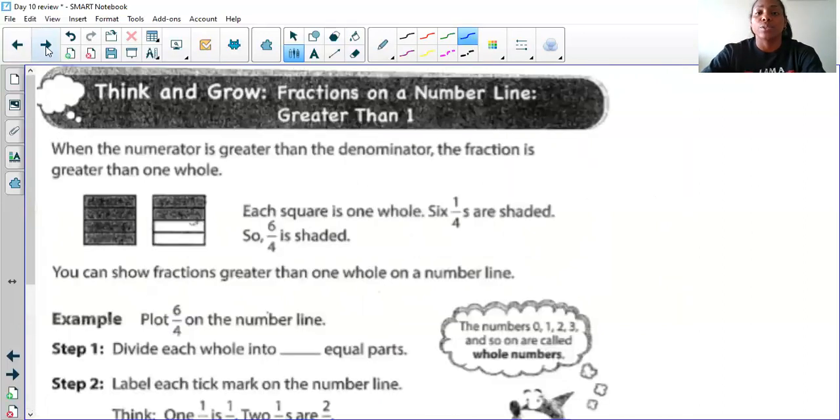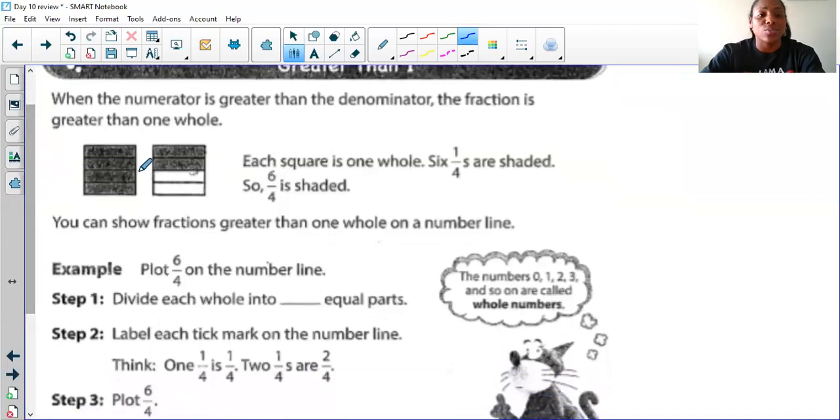So let's get further into our lesson, get a deeper understanding. Think and Grow. Fractions on a number line greater than 1. When the numerator is greater than the denominator, the fraction is greater than 1 whole. You can show fractions greater than 1 whole on a number line. So let's take a look.